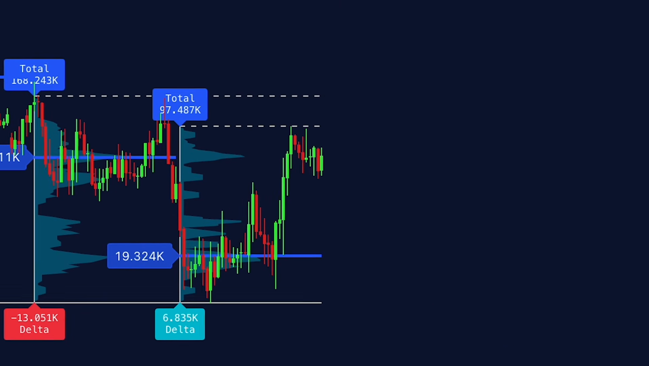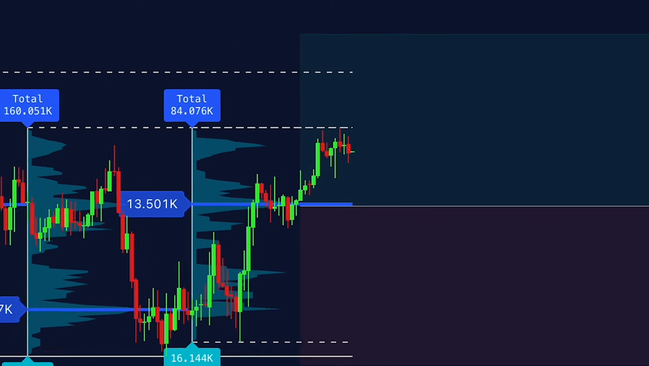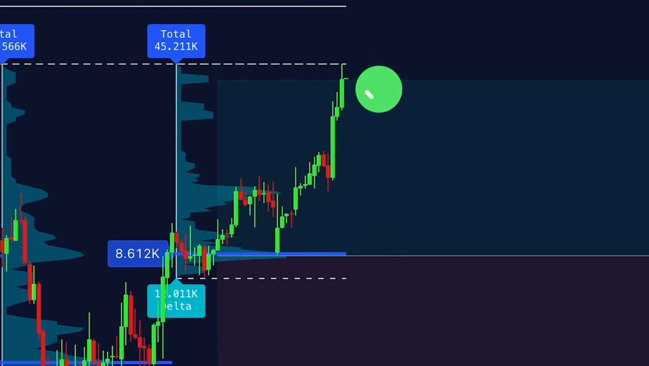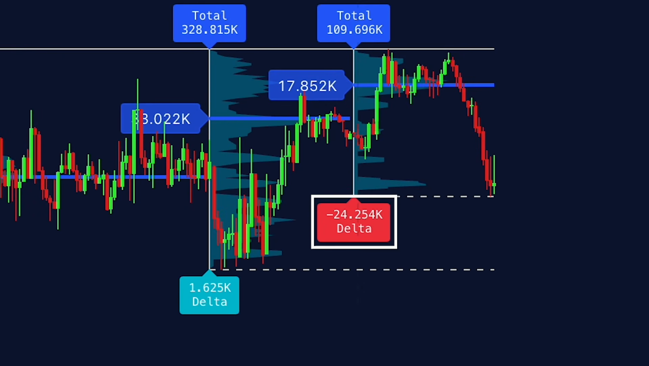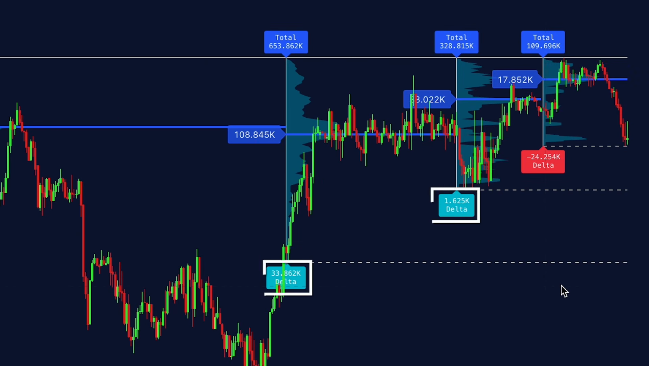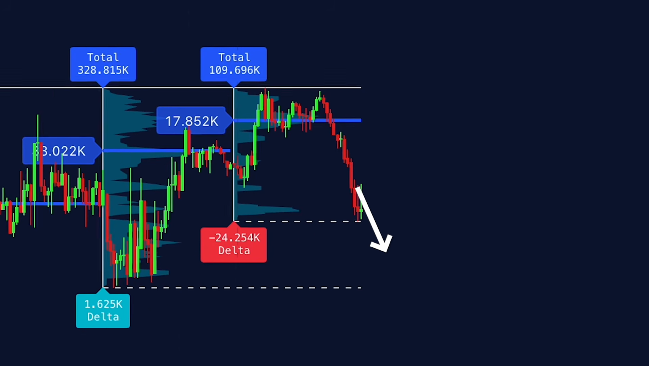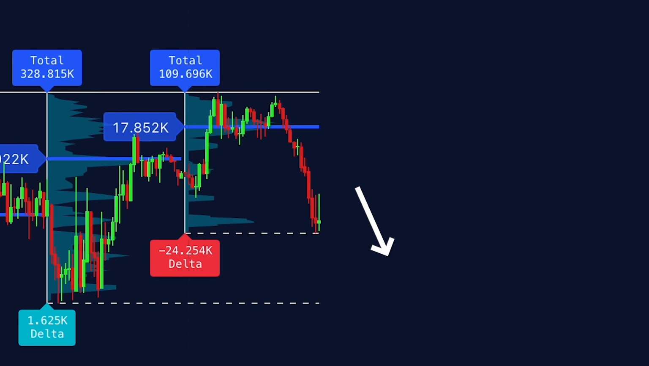That is, institutions are changing their bias at this level. On the contrary, when recent profiles show a negative delta, while historical profiles show a positive delta, institutions may be distributing into what was previously an accumulation zone.